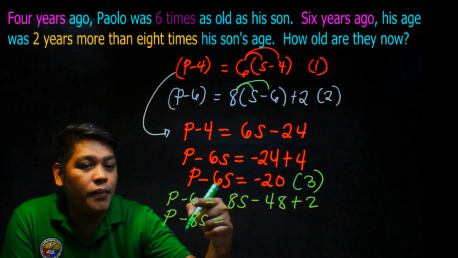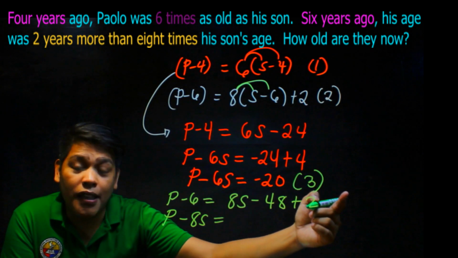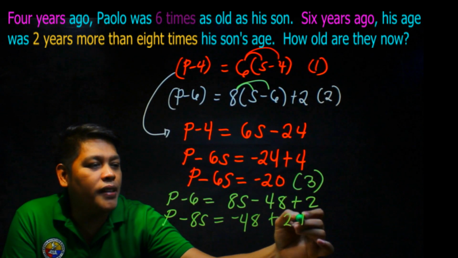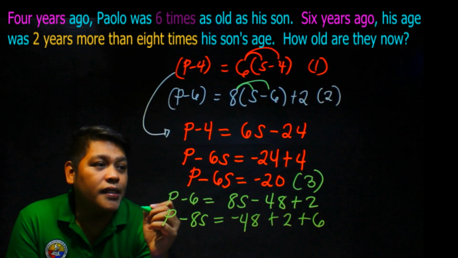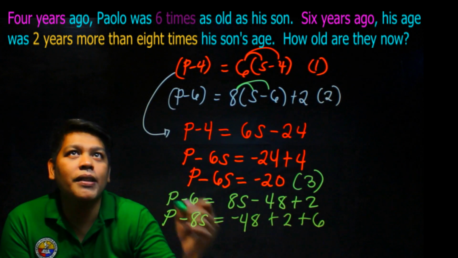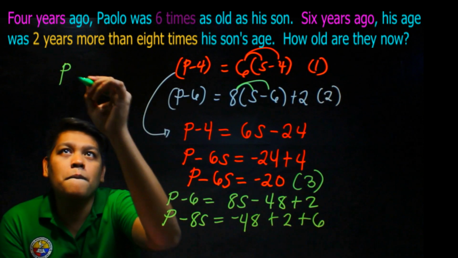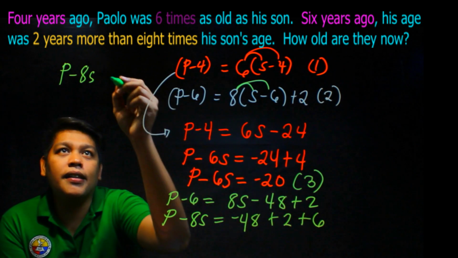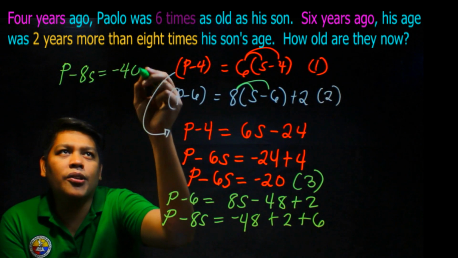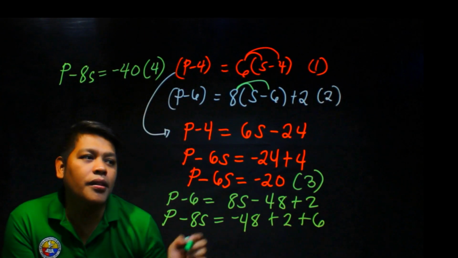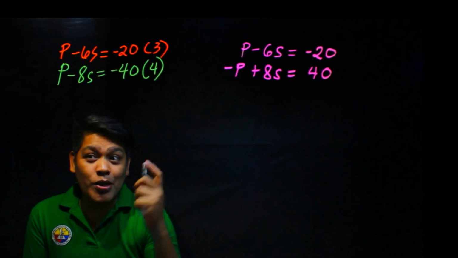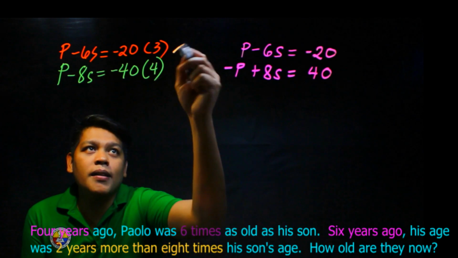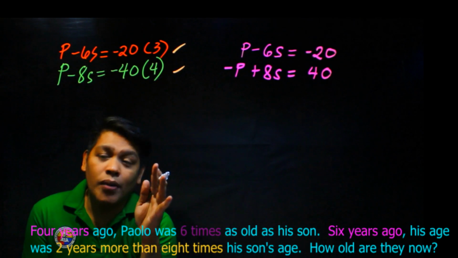Then, negative 48 plus 2. Ililipat natin sa kanan yung negative 6, pagiging positive 6. So, negative 48 plus 2 plus 6. Ang matitira na lang dyan is P minus 8S equals negative 48 plus 2 plus 6 is negative 40. So, ating equation number 4. Ito na equation number 3 natin: P minus 6S equals negative 20. Then, P minus 8S equals negative 40.